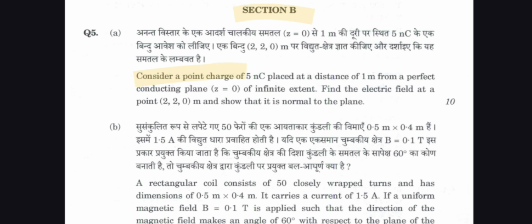Consider a point charge of 5 nanocoulomb placed at a distance of 1 meter from a perfectly conducting plane z equals 0 of infinite extent. Find the electric field at a point, 2 meters, which is normal to the plane.